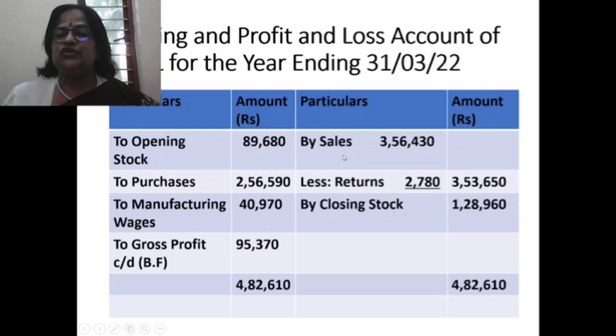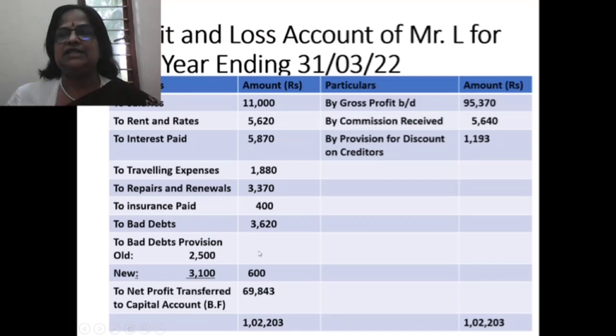Now the credit side. By sales 3,56,430, less returns 2,780, in the outer column 3,53,650. By closing stock 1,28,960. Credit side is higher at 4,82,610. So when you take the difference, it is gross profit 95,370. That is the balancing figure.